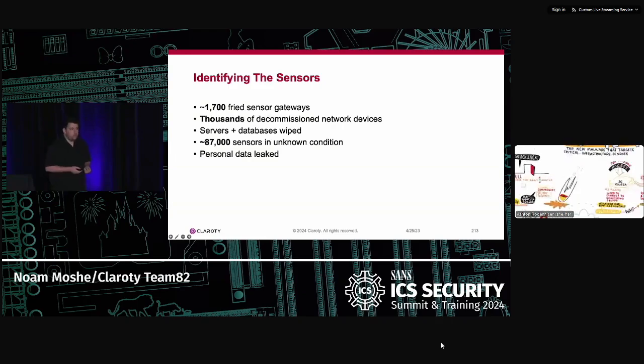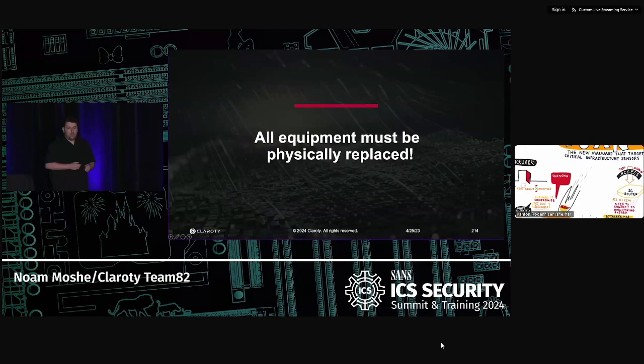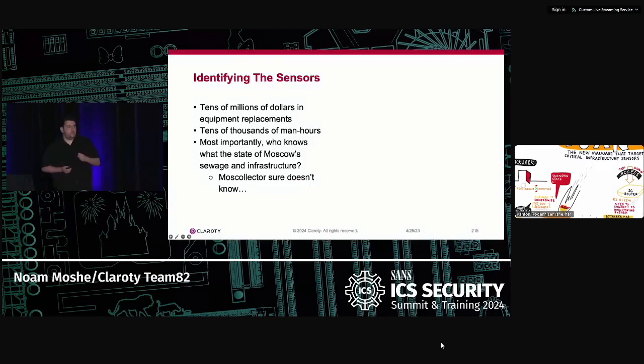However, the even more interesting part is the thousands of physical devices that are actually in an unknown state, meaning they are currently being fuzzed until MosCollector goes to the physical location of every device and checks its status. No one knows what the state of these devices is. However, the main damage that was caused is not the physical devices.